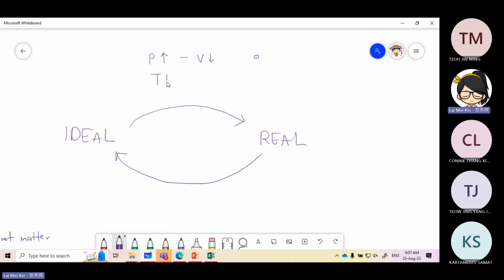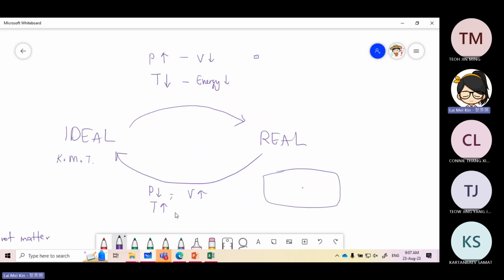The next one is temperature is low. When temperature is low, I have low energy, not enough to constantly move, not enough to break the forces of attraction. And the other way around, how does real gas behave more like the gases in the kinetic molecular theory? Lower pressure, the opposite. Because when pressure is low, volume is high, Boyle's law. When volume is high, the size of the particle does not matter.